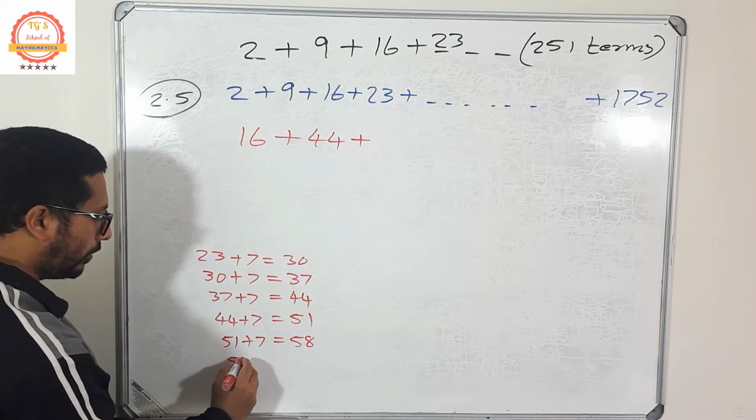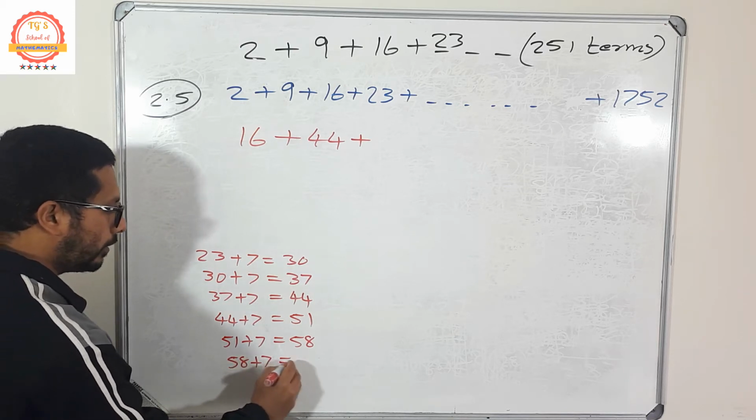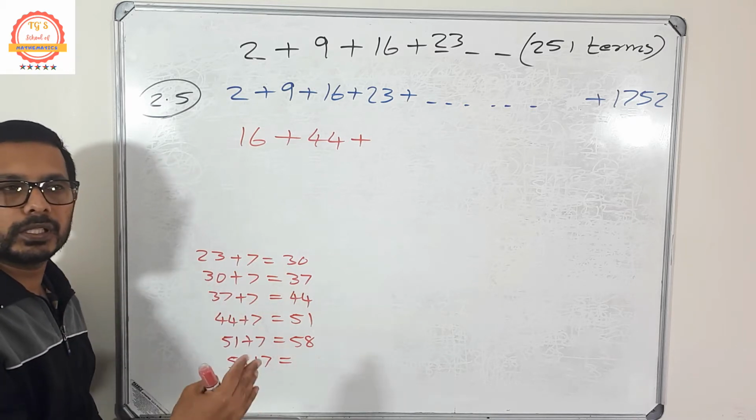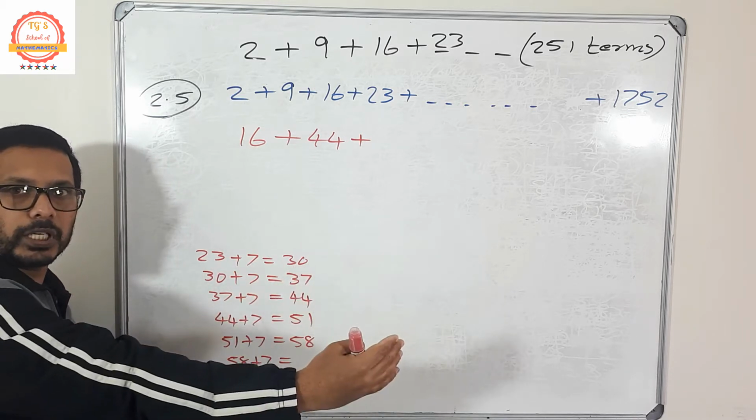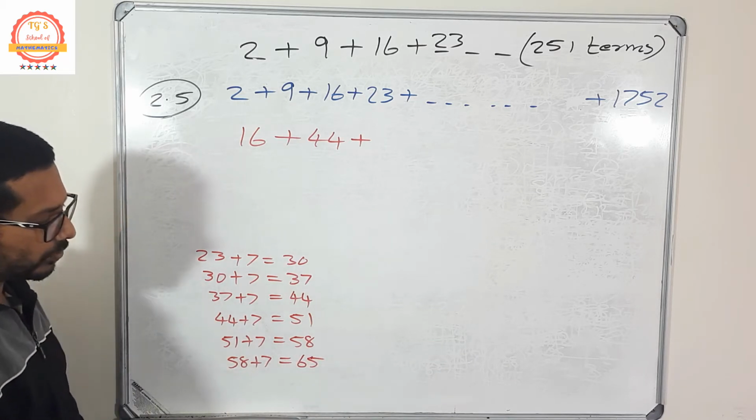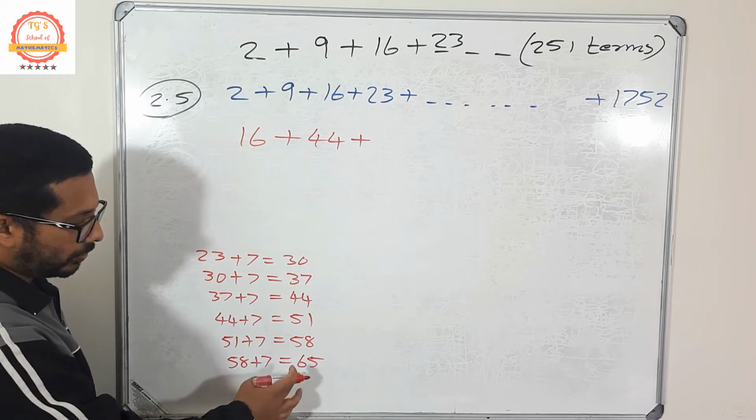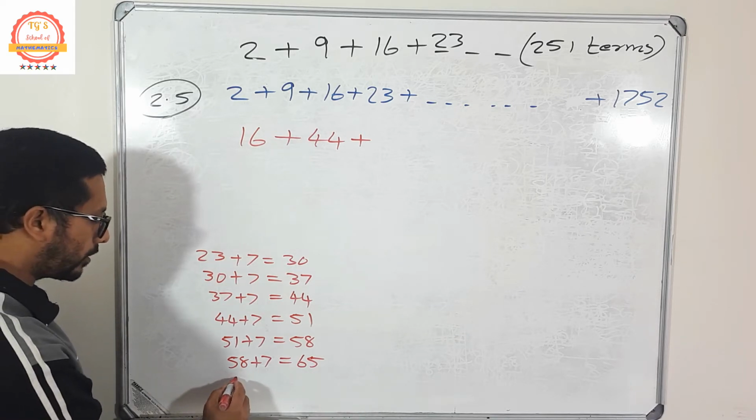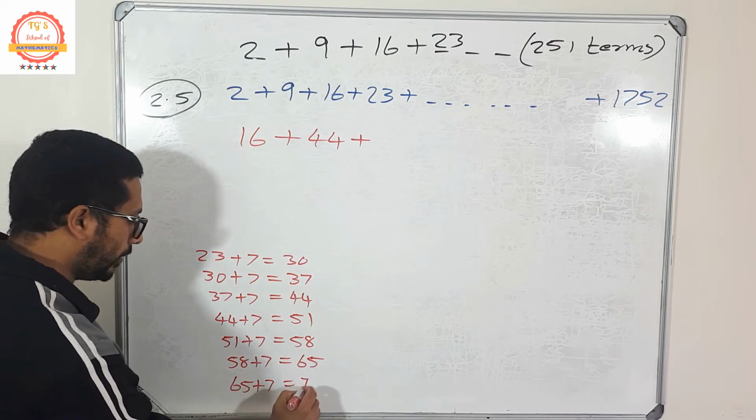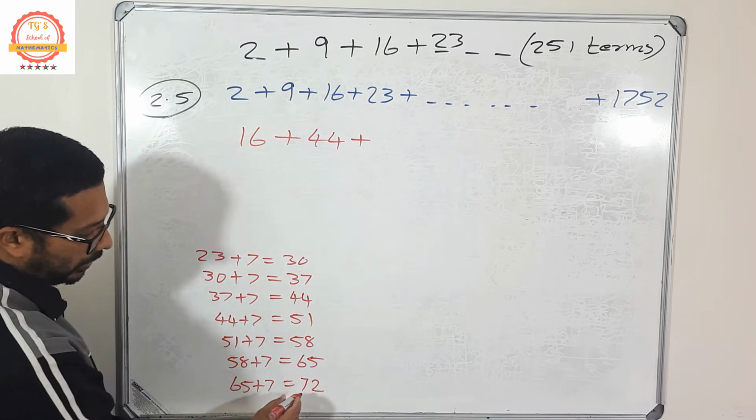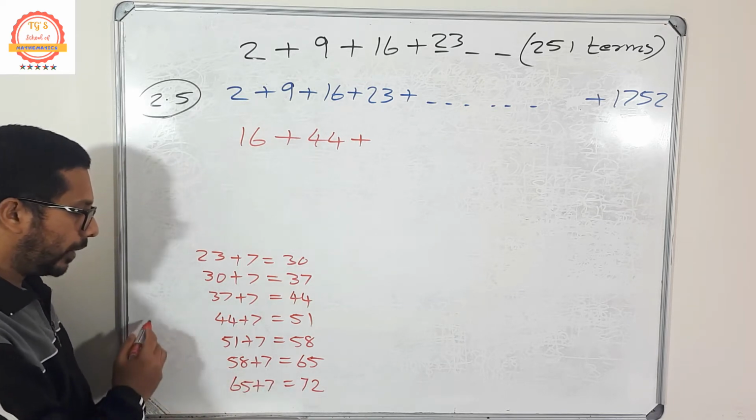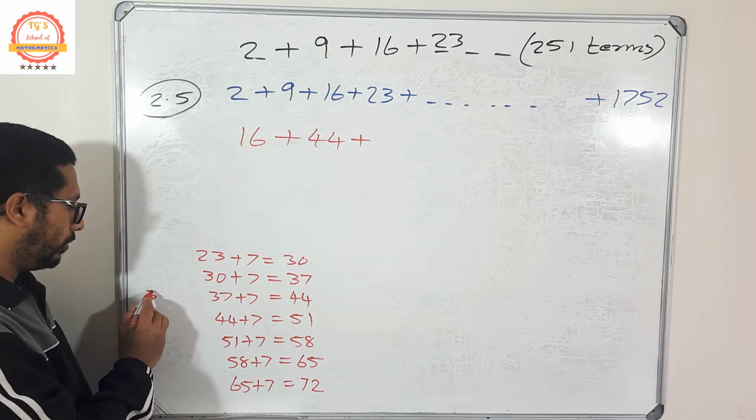Next, 58 plus 7. What is this 7? It's the common difference. You know it's an arithmetic sequence, so we keep adding 7 each time. 58 plus 7 is 65. Is 65 divisible by 4? No, it's not. Then the next one, 65 plus 7, is 72. I think that one is divisible by 4. 72 divided by 4, what is it?